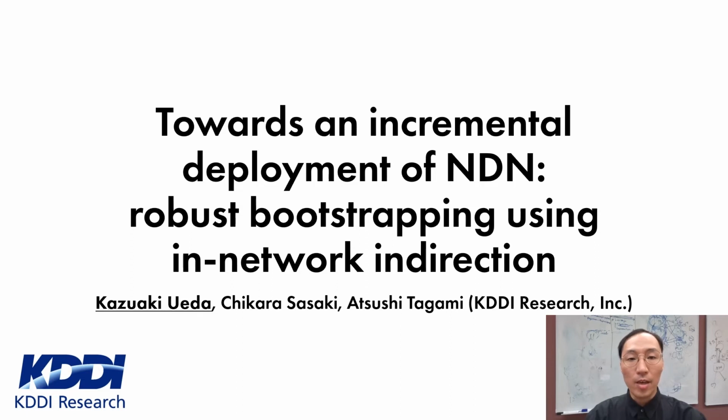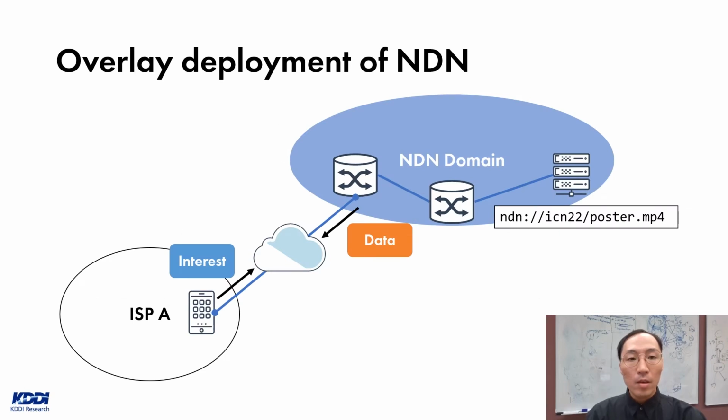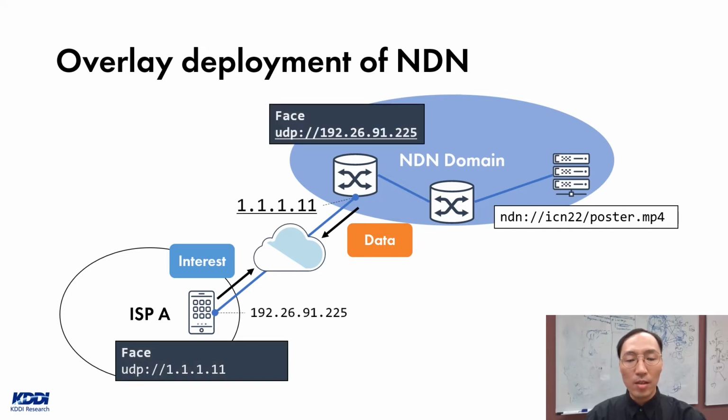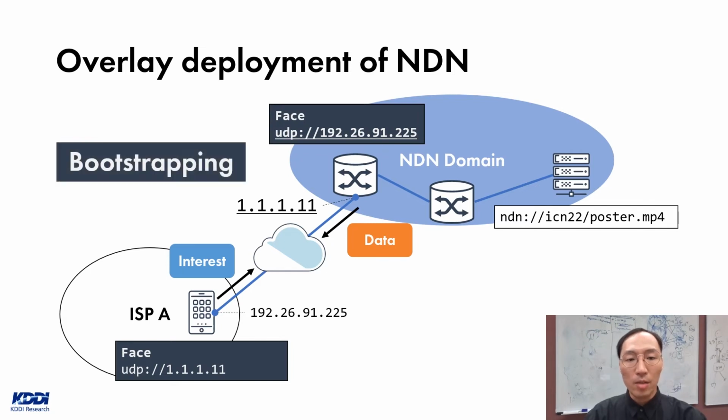I'm Kazuaki Ueda from KDDI Research. I'll present my research on the new bootstrapping architecture to achieve the smooth deployment of NDN. In order to achieve incremental deployment of NDN, overlay-based deployment is a promising direction. This is because it can coexist with current internet infrastructure. In an overlay-based NDN deployment, the consumer creates an overlay face to the NDN router. Therefore, an IP address of the closest NDN router is required. Such IP address can be obtained during the bootstrapping.